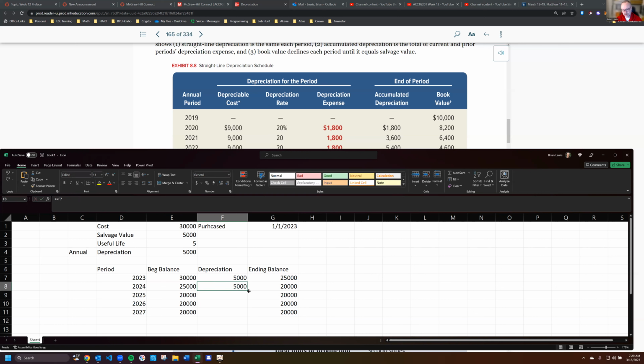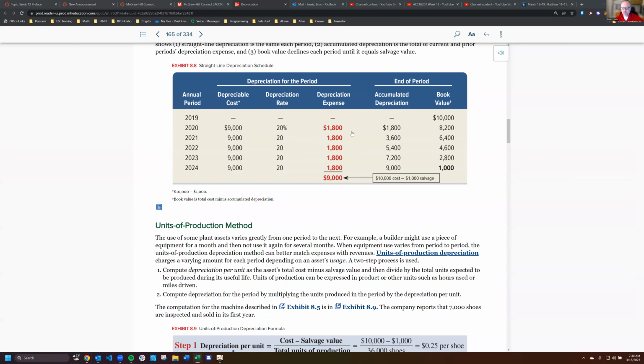And so now what you'll see is by the time we get to the end of year 5, we'll have a $5,000 ending balance, which is called the net asset value or the book value. There's a couple of different ways of saying that. It's the $5,000 salvage value. Theoretically, you can sell it at the end. If you sell it for $5,000, you have no gain or loss. If you sell it for $6,000, you have a gain. If you sell it for $4,000, you have a loss. That's what it's trying to help you work through: what's your book value at the end?